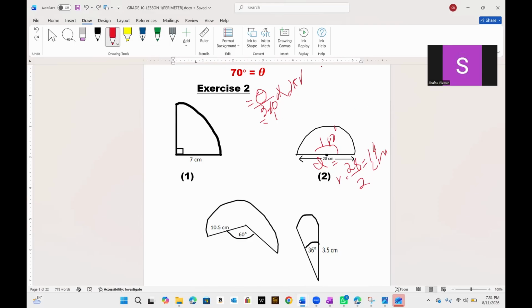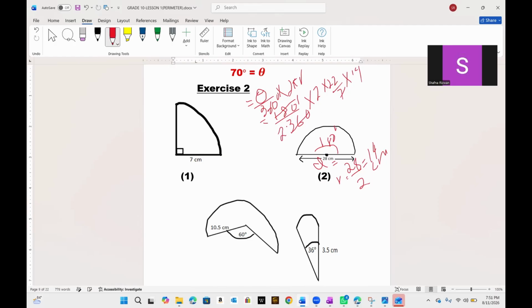180 degrees over 360 into 2 into 22 over 7 into radius, which is how much? 14. Now cancel. 180 divided by 360. Which number can you divide by? By 18? You can divide 180 by 180, 1. 360 divided by 180, 2 times.